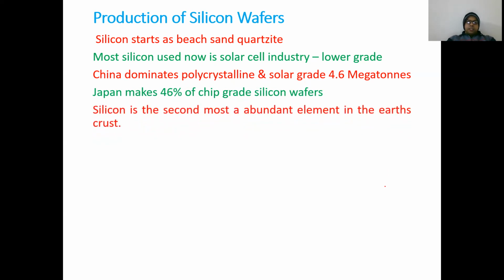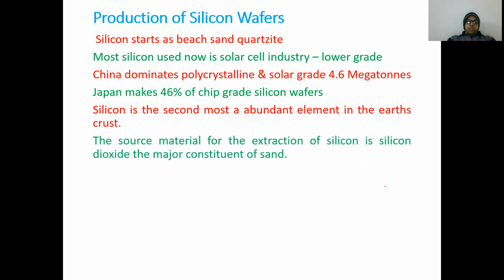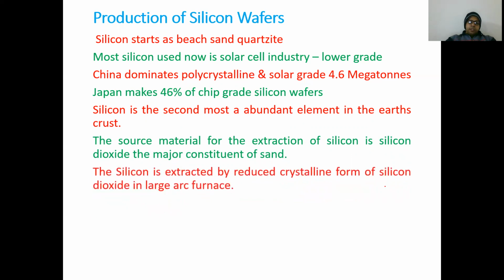The good thing about silicon is it is the second most abundant element in the Earth's crust. The source material for the extraction of silicon is silicon dioxide, the major constituent of sand. We call it quartzite or silicate. The silicon is extracted by reducing the crystalline form of silicon dioxide in a large arc furnace. You are already aware of how an ore can be used to extract a particular material. We are going to discuss this process in the coming slides.